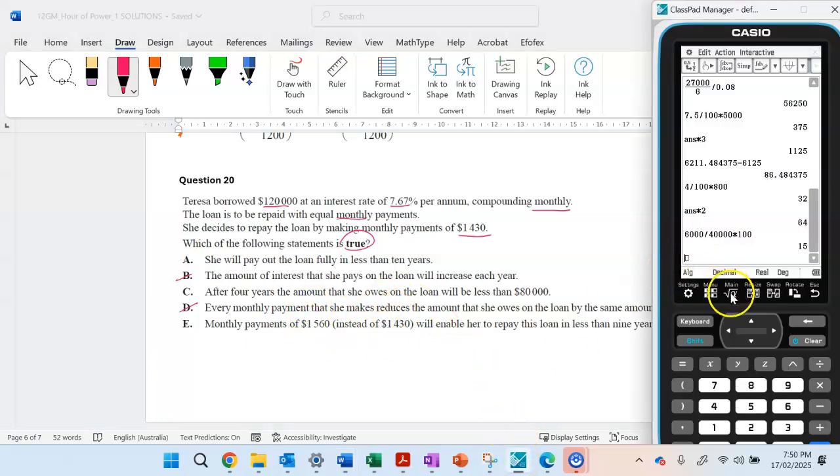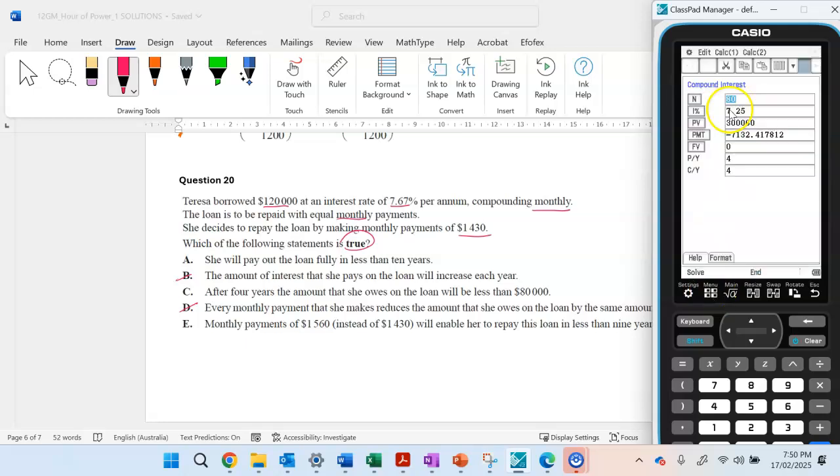All right, so let's check the 3 of them using Financial Solver. So instead of having to check 5, we only have to check 3. So let's see, she borrowed $120,000. If you're borrowing, it's going to be positive. Interest rate is 7.67. Compounding monthly, so 12 and 12. The loan is to be repaid with equal monthly payments. So she's making payments of $1,430. Just remember there's a negative there. And the future value, that depends on what the statement is.